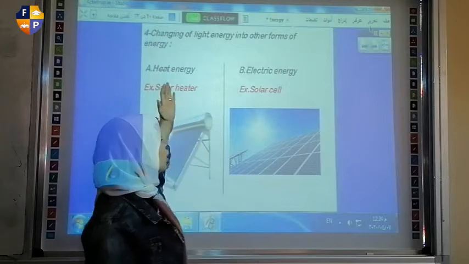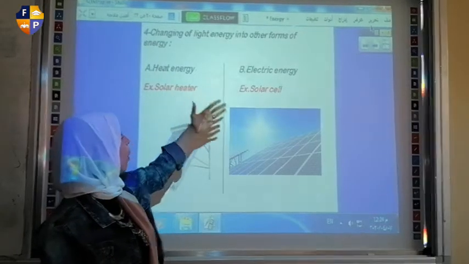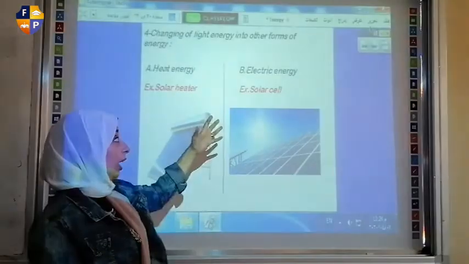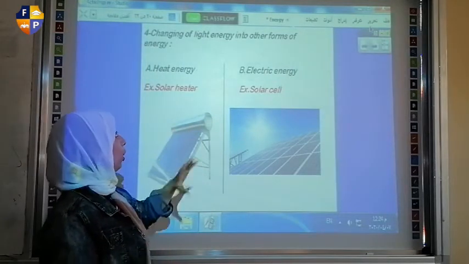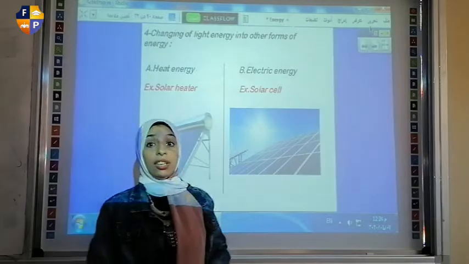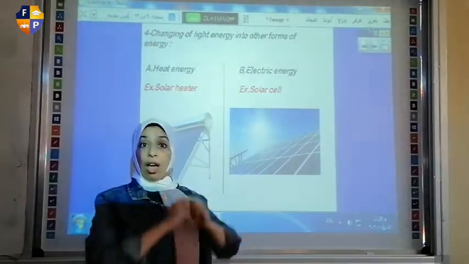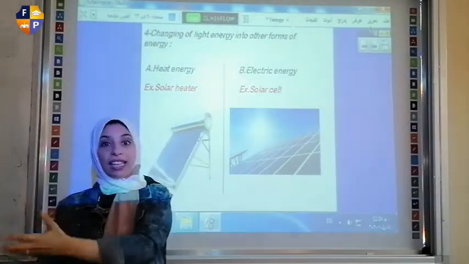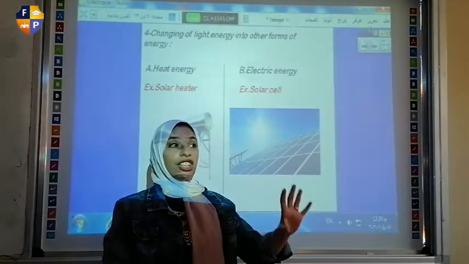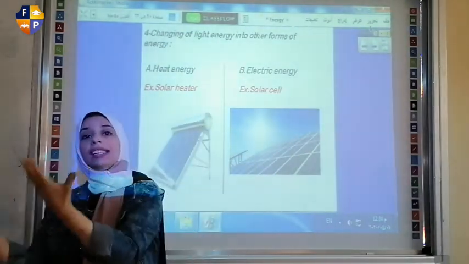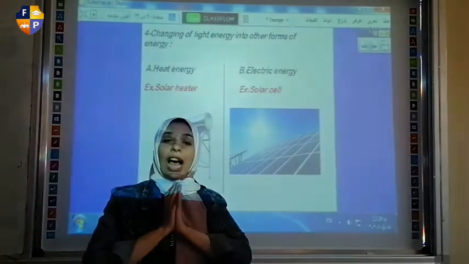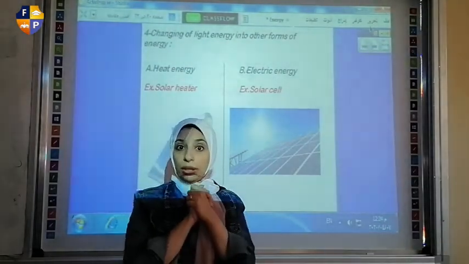And the changing of light energy into other forms of energy. The light energy can change into heat energy, like the solar heater. The solar heater uses the sunlight to give us heat. It takes the light energy that comes from the sun and changes it into heat energy. We use it in houses to warm them in winter.